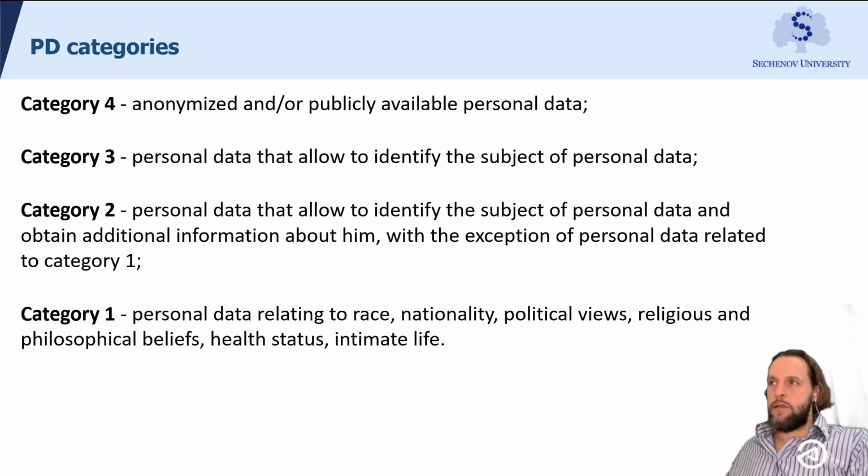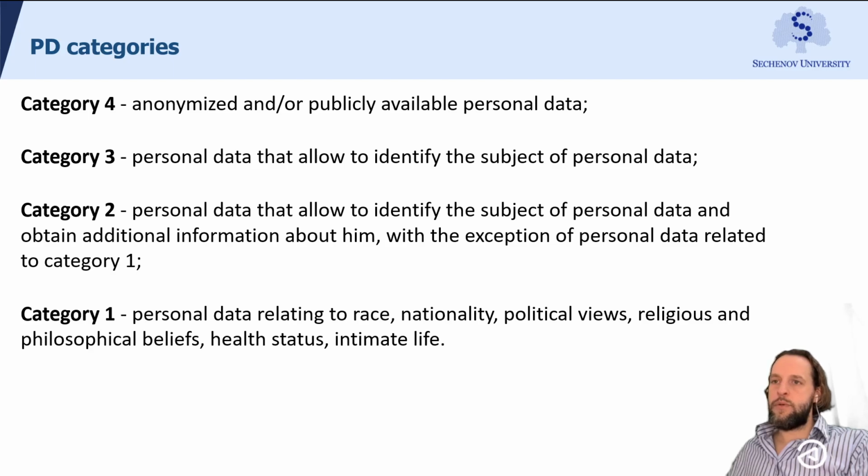They will be less restricted on the top and more restricted in the bottom. So we will start with category number 4, anonymized or publicly available personal data. Number 3 will be personal data that allow to identify a subject of personal data. Next one is personal data that allow to identify the subject and obtain information about him, which is related to the next category.